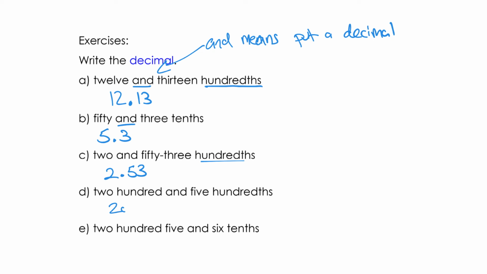2 and 53 hundredths. 53 hundredths is there because hundredths is 2. 200 and 5 hundredths. Oops. Oh, I just jumped ahead of myself there. 5 hundredths would be 5 out of 100, which is 0.05 in decimals. And 205 and 6 tenths would be that, 205.6.